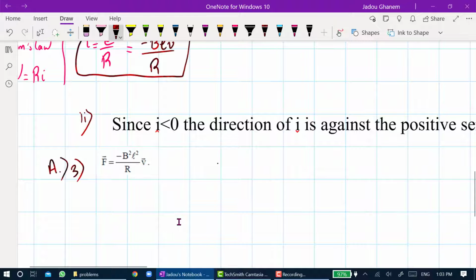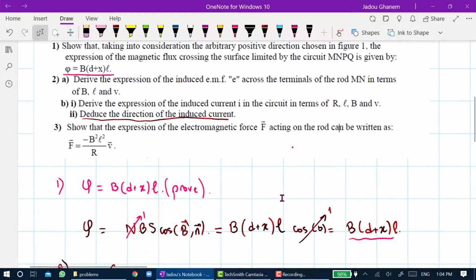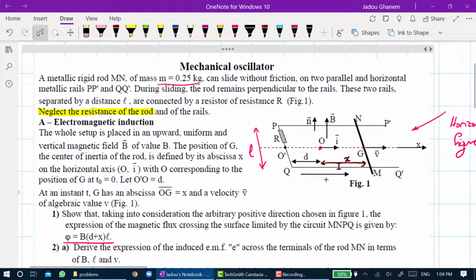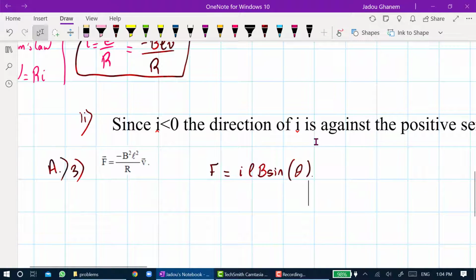In general, the expression for F, or Laplace's law, Laplace's force, equals I times L times B times sine the angle between L and B. So let's write sine theta, and let's search first of all for the theta. So the current I, or the rod L, is horizontal in this way, B is upward, so the angle between L and B is 90 degrees. So this is the first one, which is sine 90, which is 1. So the answer will be I L times B.